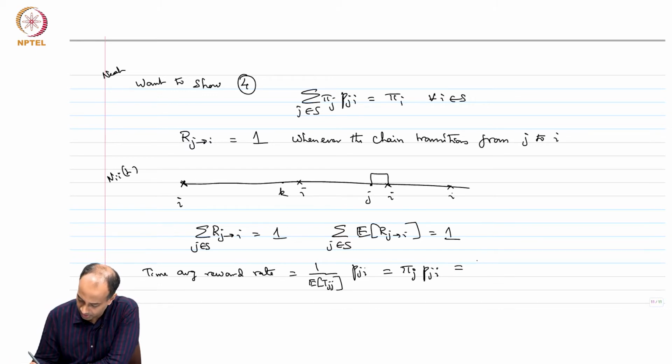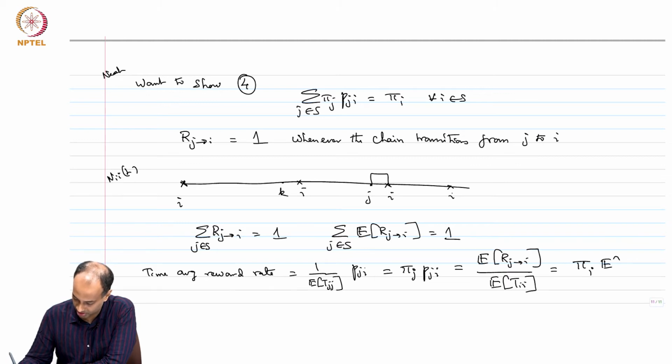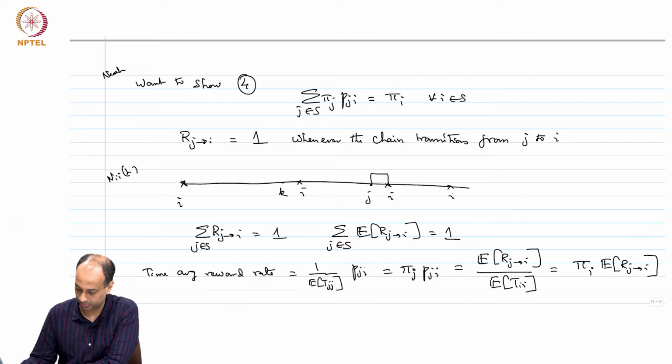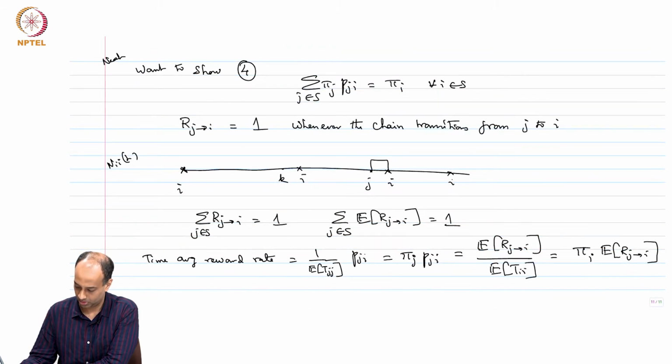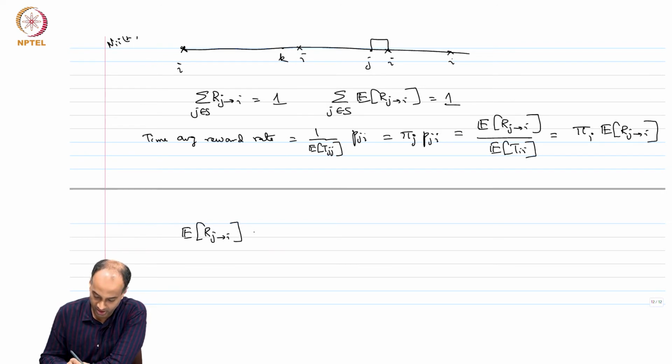This is nothing but, for the renewal process N_ii, expected R j to i transition over expected Tii, right. This is just by renewal reward theory. If you take this, I should write this as pi i expected R j to i. Okay. So, the expected reward for a transition from j to i over a renewal interval is simply pi j Pji over pi i.